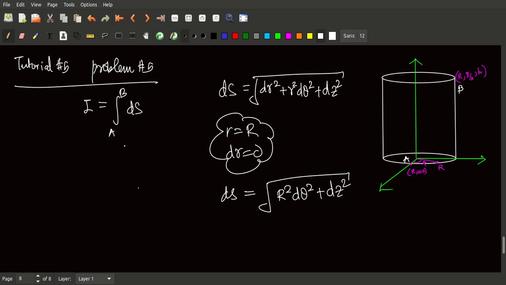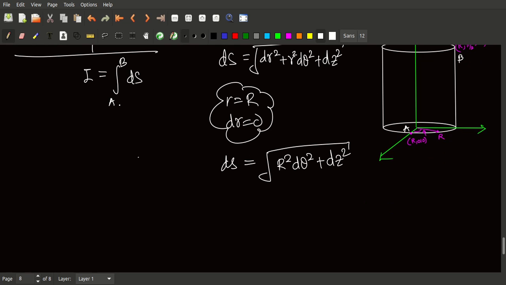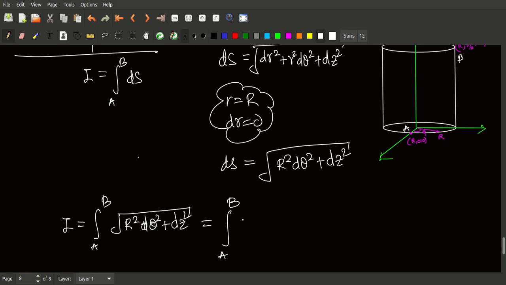By extremizing this integral. Once you extremize this integral, what you get is the Euler-Lagrange equation. So let's find out that function, or the Lagrangian, for this case. How to find that? Substitute this ds here. So I will be equal to the integral from A to B of ds, that is under root of R squared d theta squared plus dz squared. Take d theta common like in the previous problem: the integral from A to B of (R squared plus z dash squared) raised to 1 by 2 d theta.